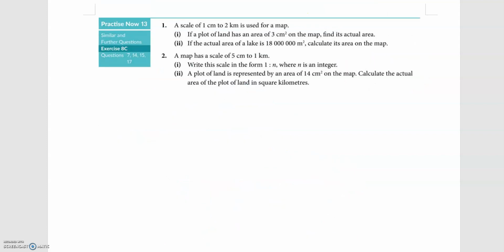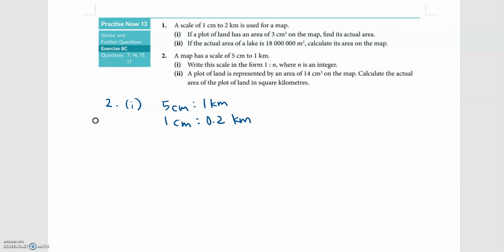We'll now go on to question 2. A map has a scale of 5 cm to 1 kilometers, and they want us to write this scale in the form 1:n, where n is an integer. So I have 5 cm to 1 kilometers, and then I have 1 cm is to 0.2 kilometers. So I simply divide by 5 on both sides of the ratio.